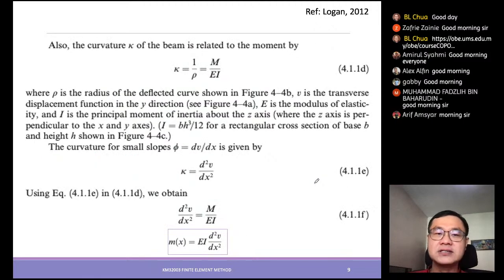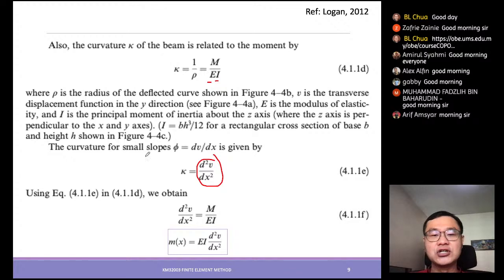Then we consider the curvature of the beam as well. It can be defined as 1 over rho, which is M over EI. The derivations from the Euler-Bernoulli theory relate it with the Young's modulus and the moment of inertia. From there onwards, you can see that the curvature itself is given by d squared v over dx squared.